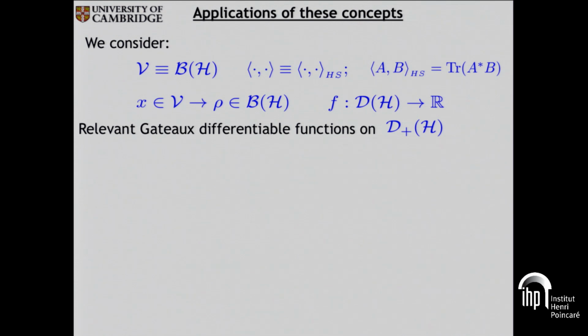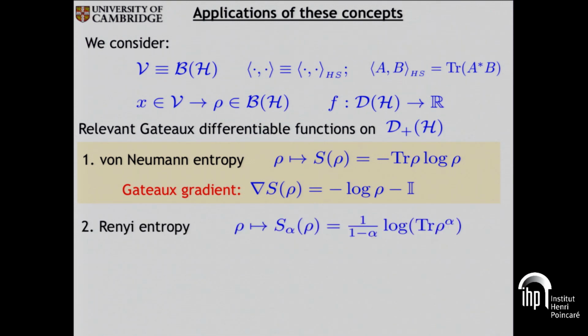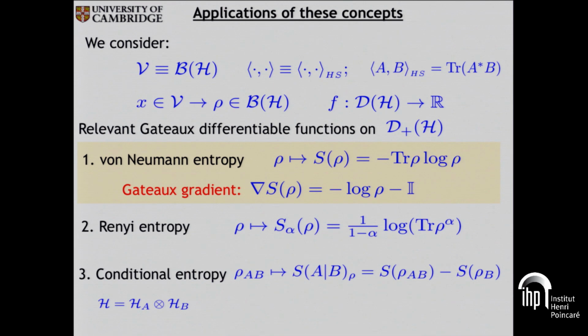And the relevant Gateaux differentiable functions on positive states are the von Neumann entropy, and let's just highlight this, because for it, the Gateaux gradient is very simple. It is minus log rho minus identity. And the Renyi entropy of parameter alpha and the conditional entropy. So these are all examples. But this is the only thing we need to take on for the remaining slides.